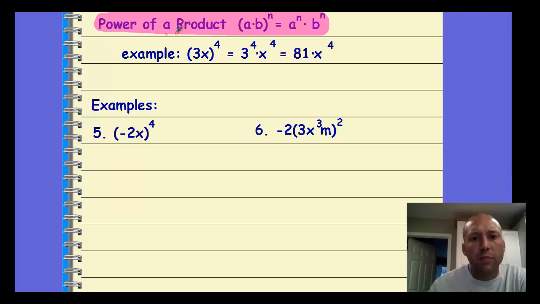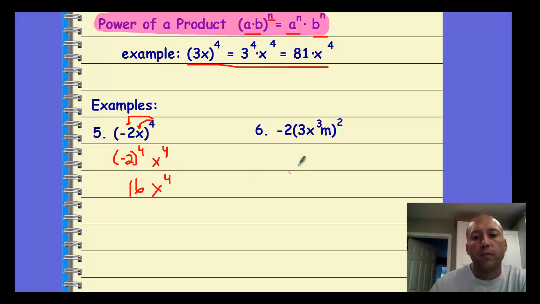Next one, power of a product. If I have two things multiplied together and I have the power of n, so when we just talked about, the power of n goes to both things in there. Another example here for you to follow, and you can evaluate the 3 to the 4th is 81. Here, this 4 goes to both the -2 and the x. So we have to be careful here, a -2 to the 4th and an x to the 4th. -2 to the 4th will actually come out positive, and it's 2, 4, 8, 16.